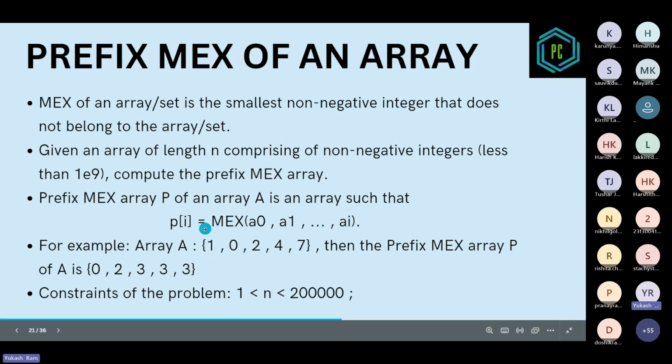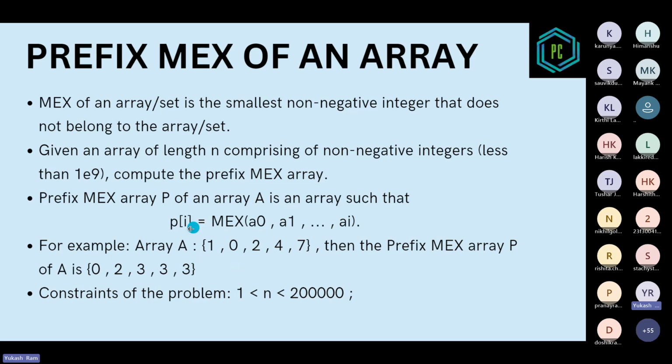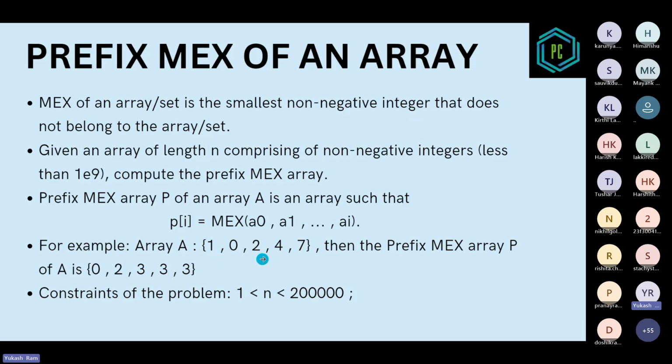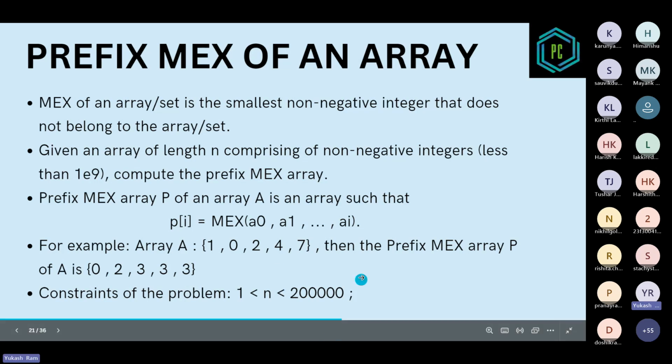Then for the third element, you consider the first three elements of the array A, 1, 0, 2, and you just check what is the smallest non-negative integer that does not belong, which is 3. And similarly, you see that 3 hasn't appeared in this set after this point. So that's why the mex is 3, 3, 3. I think that's clear.